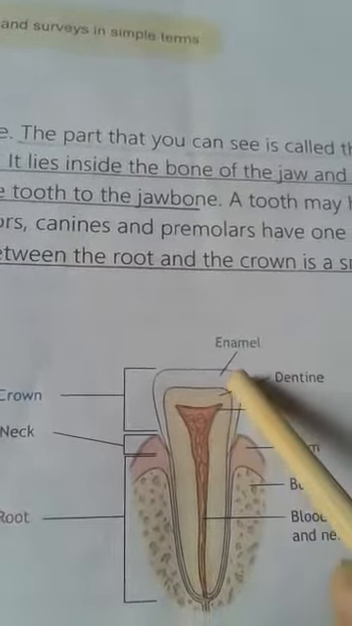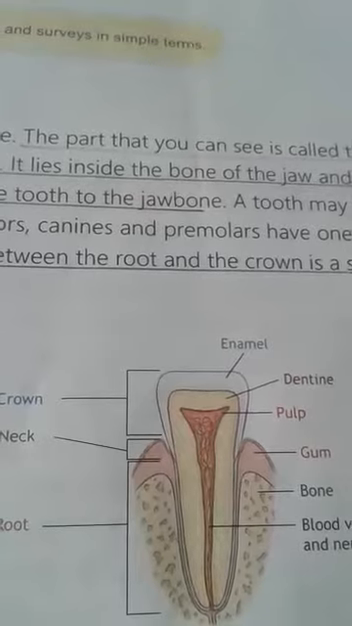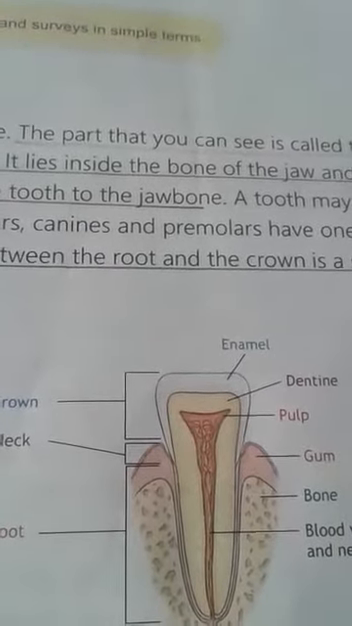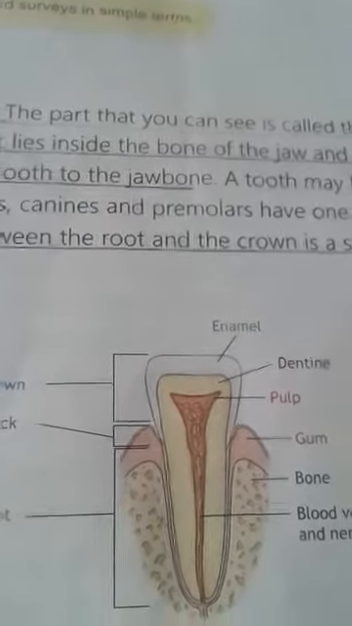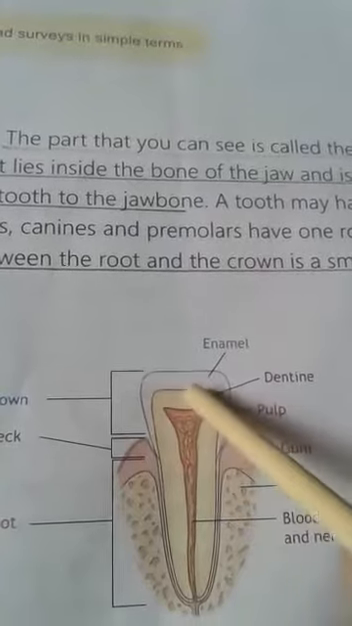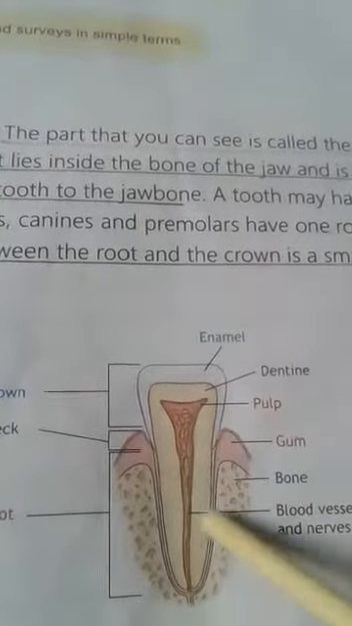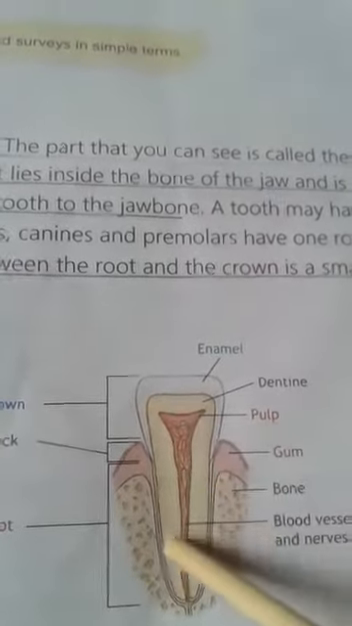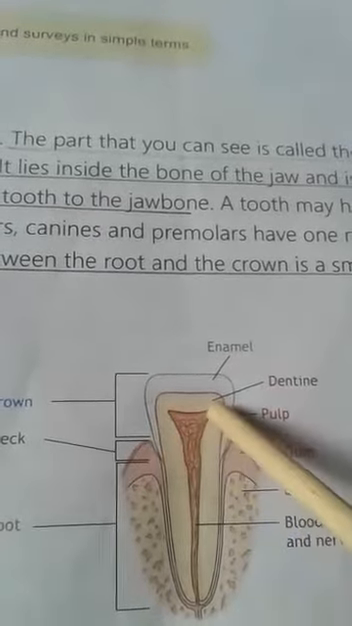Under the enamel is a hard bone-like substance called the dentine, which makes up most of the tooth, including the root. Inside the enamel, you see this part is called the dentine, which makes up most of the tooth.